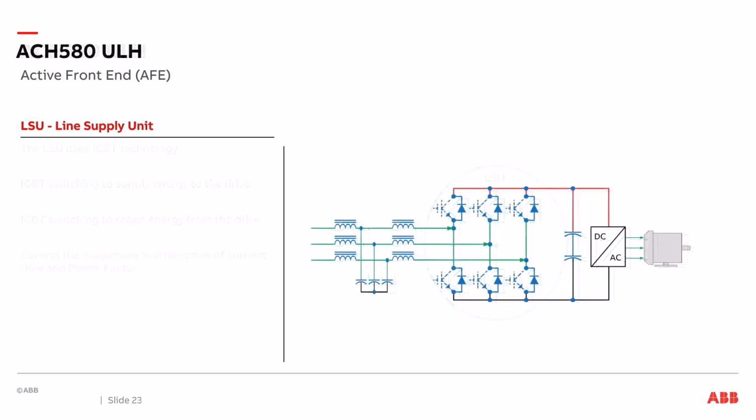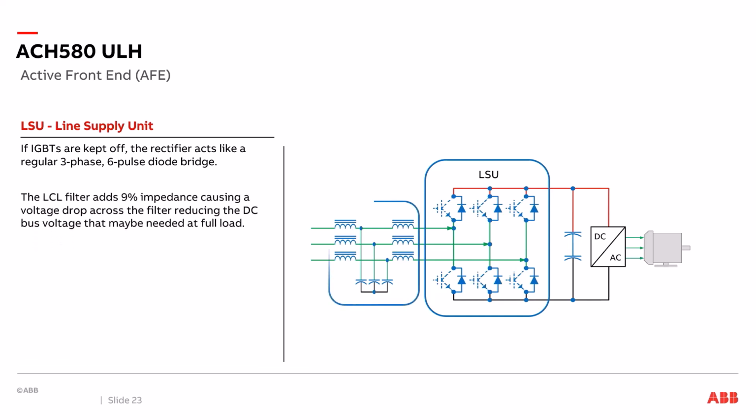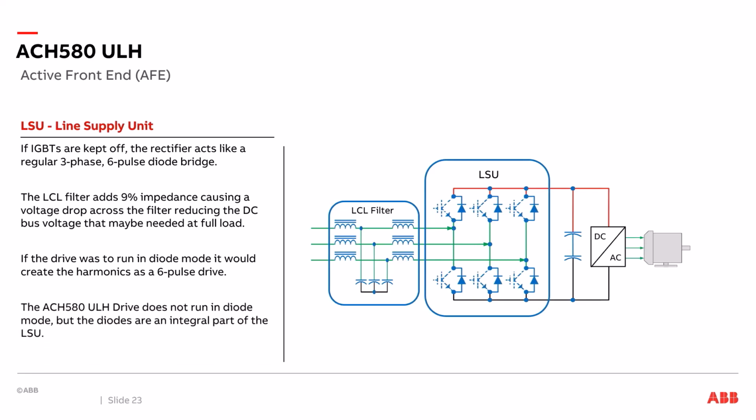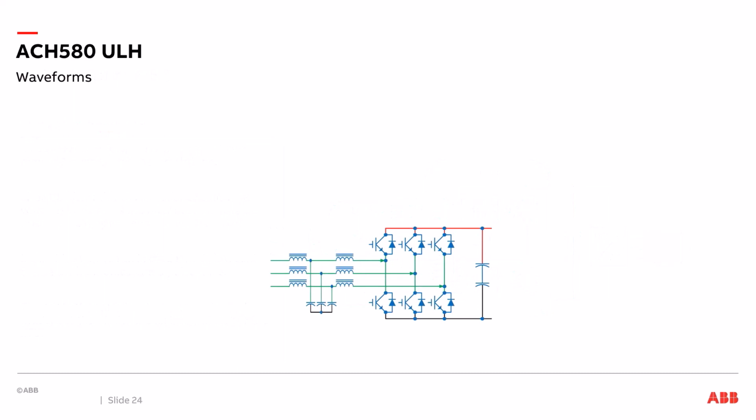Looking at the LSU line supply unit, if the IGBTs are kept off, the rectifier acts like a regular 3-phase 6-pulse diode bridge. The LCL filter adds about 9% impedance, causing a voltage drop across the filter, reducing the DC bus voltage that may be needed at full load. If the drive was to run in diode mode, it would create harmonics as if it was a 6-pulse bridge. The ACH580 ULH drive does not run in diode mode, but the diodes are an integral part of the line supply unit.